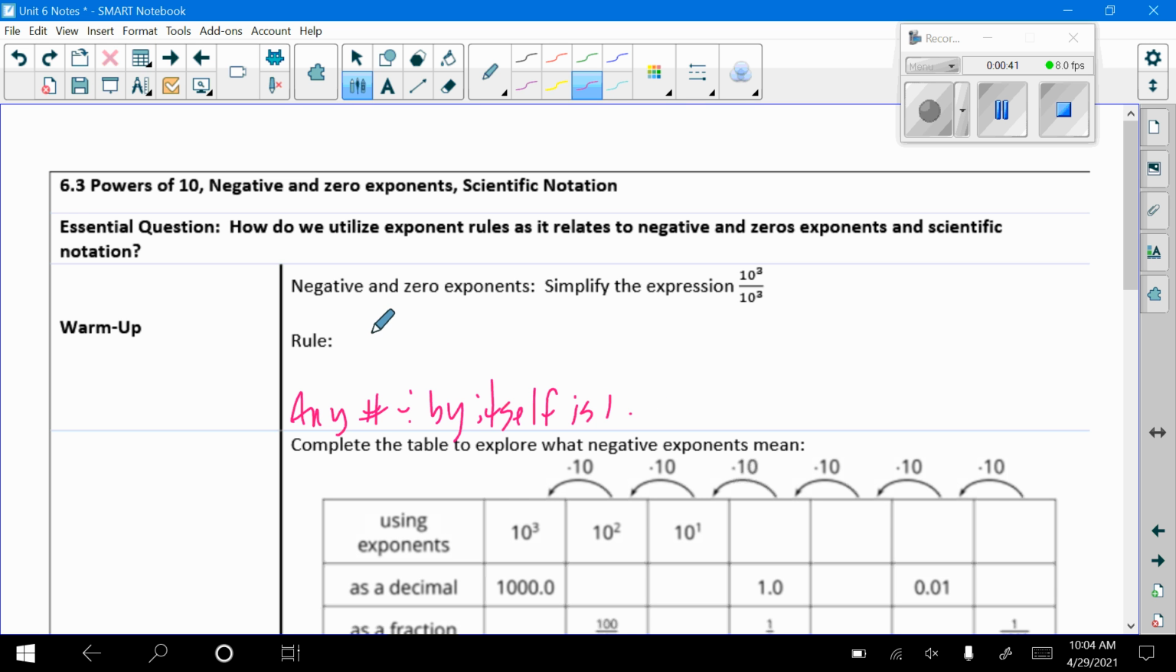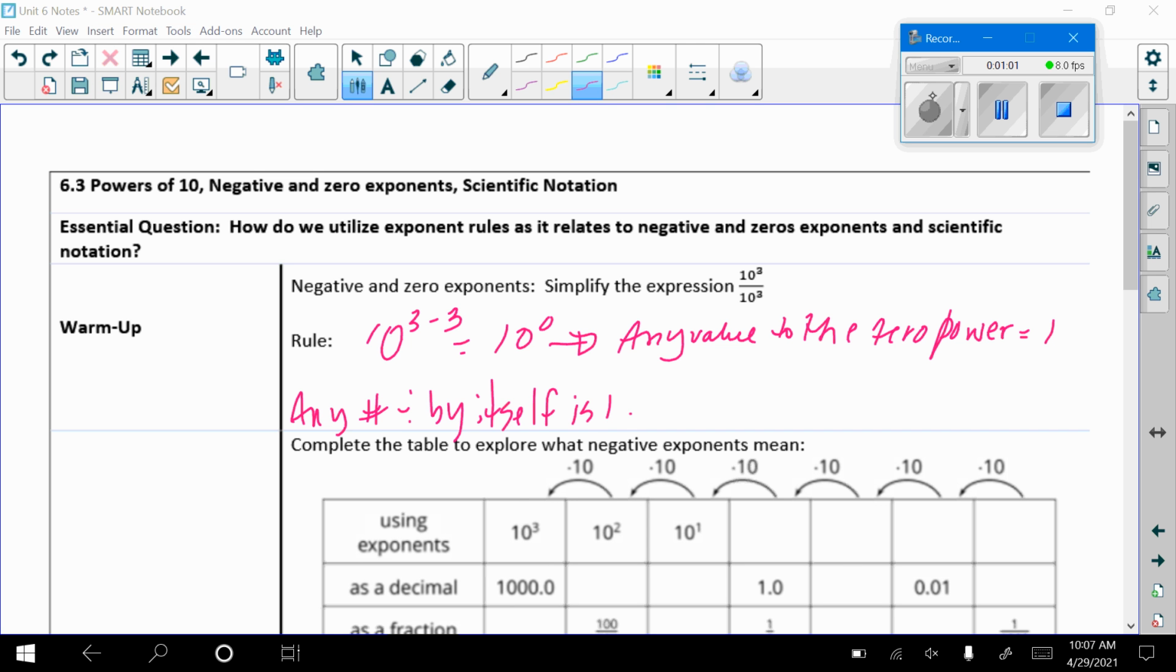So exponent rules say 10 to the third minus the third gives me 10 to the 0 power, which means the rule that we learned before: any value to the 0 power equals 1. So any value to the 0 power equals 1.